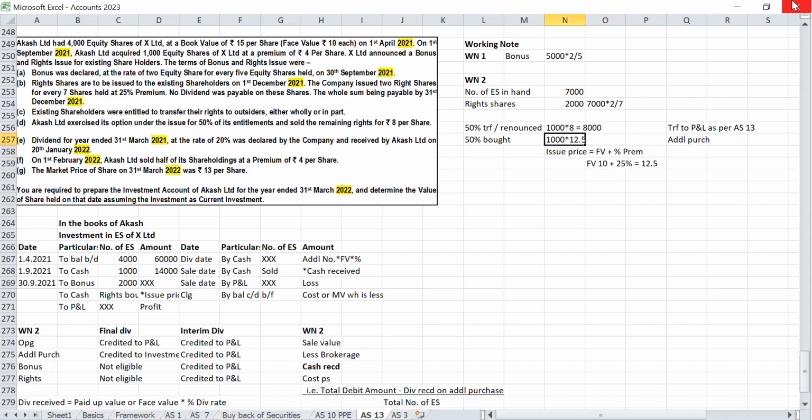This will be accounted as additional purchase. Correct? Yes, sir. So, which date? 31st December, sir. To cash, rights shares 1,000 shares. Sorry, 12,500. 8,000 transferred to profit and loss account.